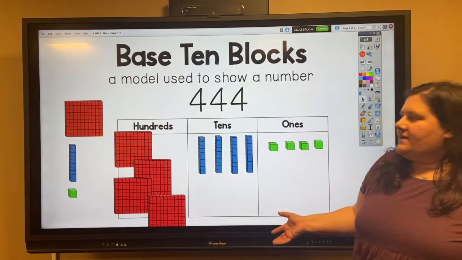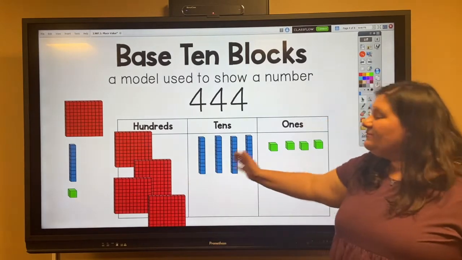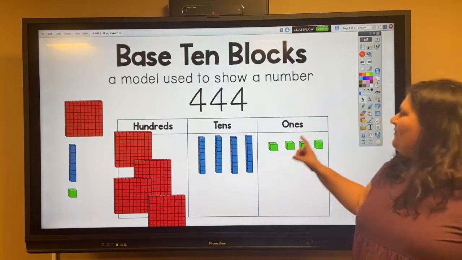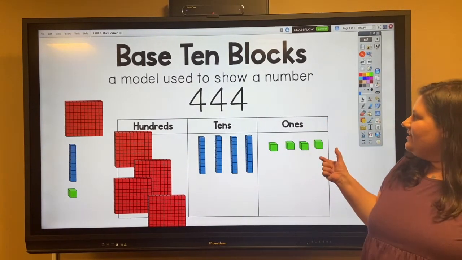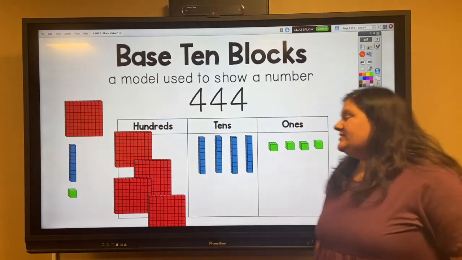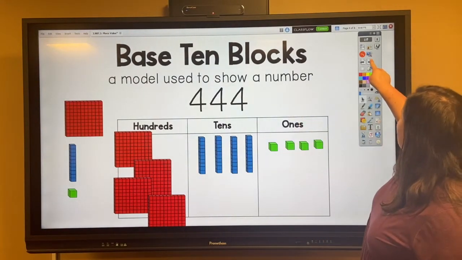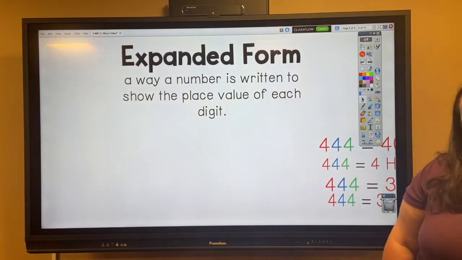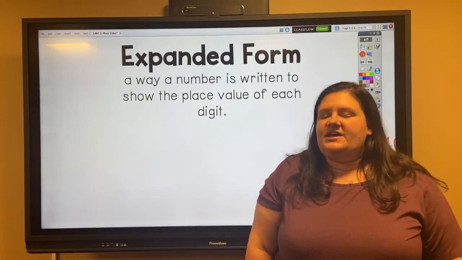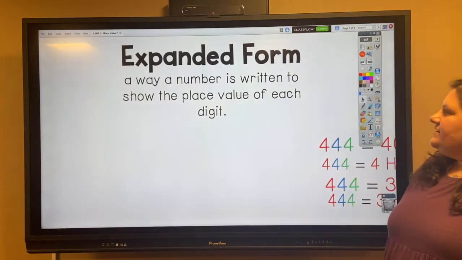I mean, think about it like this. What would you rather have? $400, 4 tens dollars, or 4 $1 bills? I'd rather have the hundreds because they're worth a lot more and I want a lot of money.